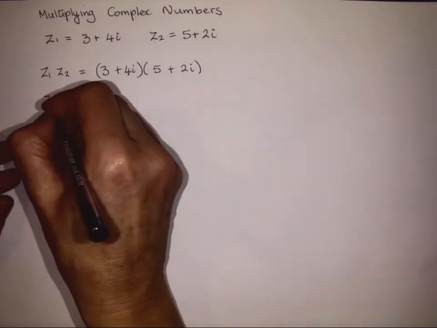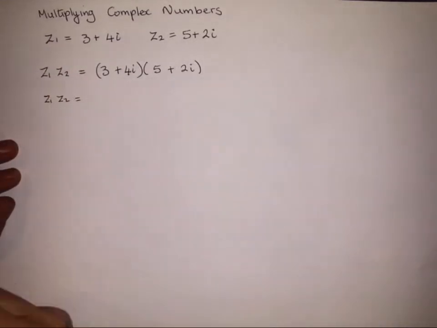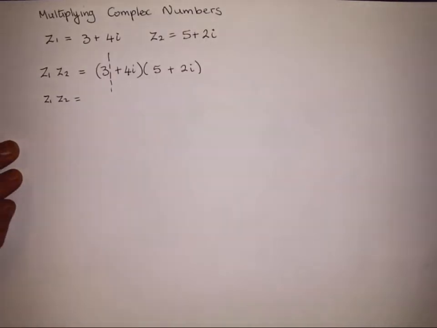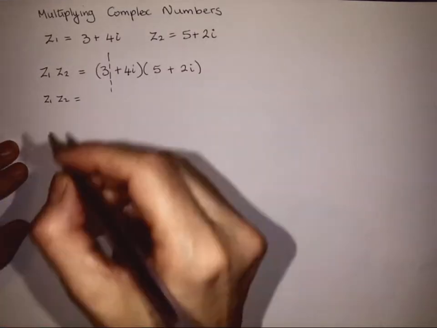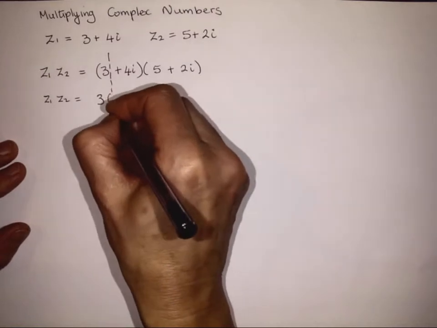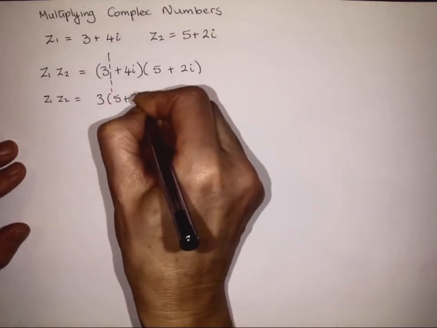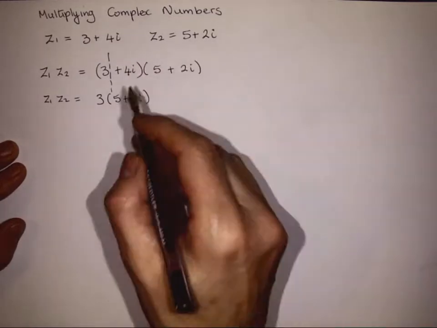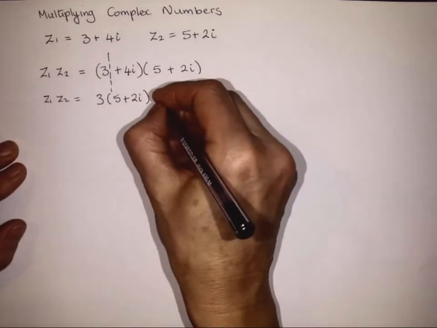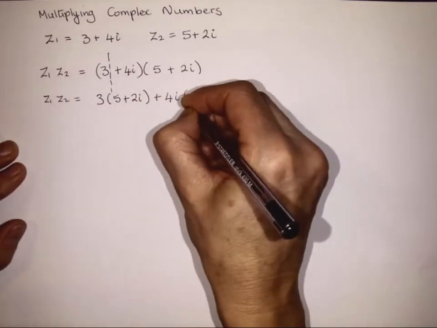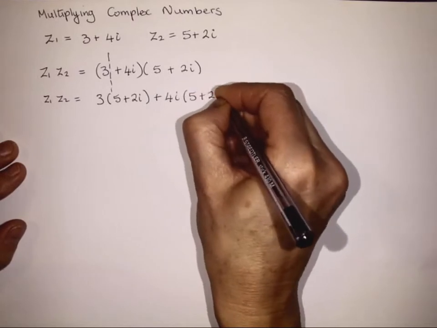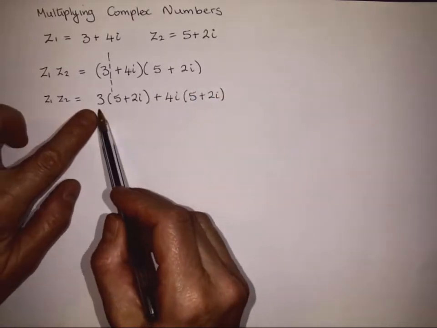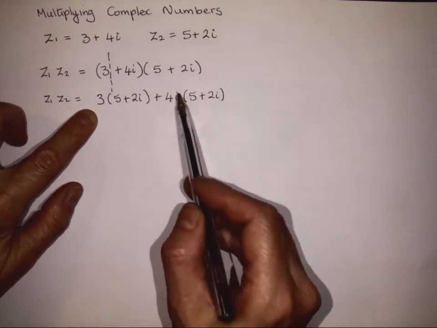And the methodical way of opening up brackets is to split the first bracket there, just after the 3. So it will be 3 on 5 plus 2i, and then the plus 4i will multiply the 5 plus 2i, plus 4i on 5 plus 2i. So now the second bracket is being multiplied by the 3 and also by the plus 4i.